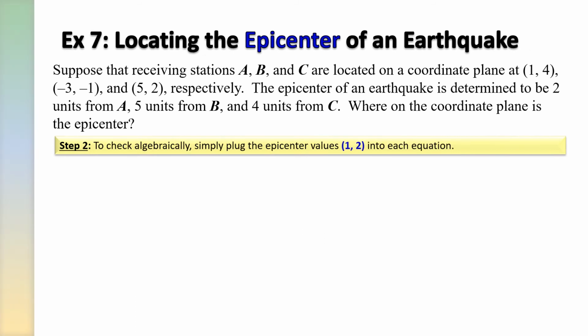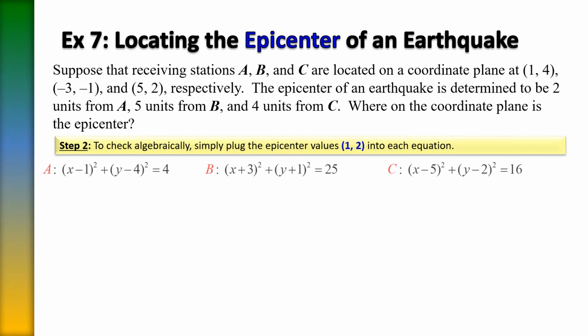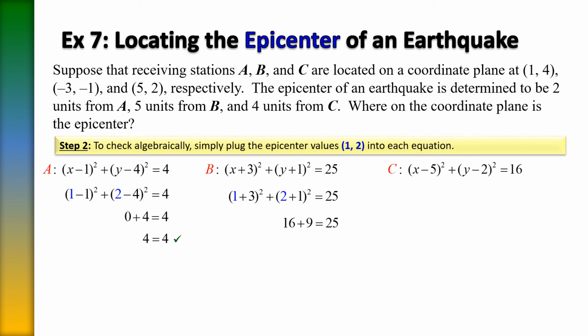We can check to see if that is indeed where our epicenter is located. Here are all three equations of a circle that we created. In the x's place, we're going to plug in the value we got, (1, 2). So everywhere you see an x, plug in a 1, and for all your y's, plug in a 2. If we do the math, you're going to see that for each circle, it checks out and leaves you with a true statement.